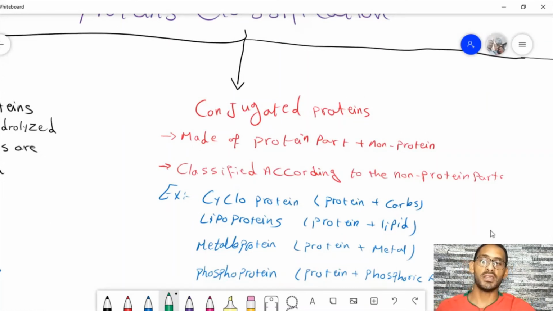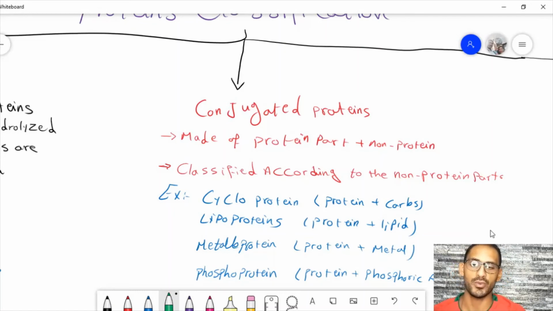The other one is the conjugated protein. Now, the conjugated protein is so meticulous. It is made from a protein part and a non-protein part. And that non-protein part is what determines the classification of that conjugated protein. So we have something called the glycoprotein, which is mainly protein plus carbohydrates, or the lipoproteins, which is mainly protein plus lipids. And if you are asking yourself, is there any kind of interaction between the protein and lipid?